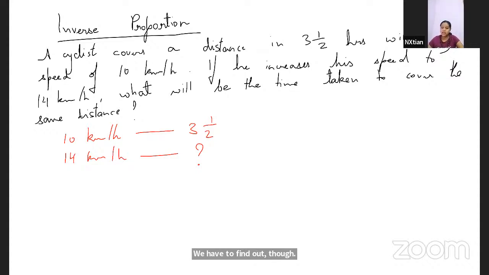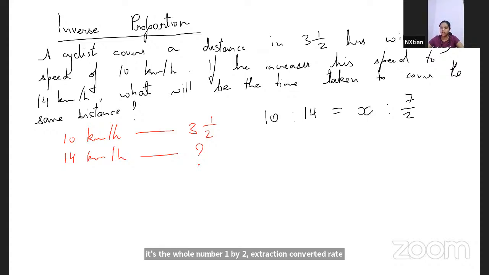So we will create our proportion equation. Okay, 10 is to 14, both of the units are of speed, equals x to 7 by 2. Why did I take 7 by 2? Because it's the mixed number 3 and 1 by 2, converted into an improper fraction. Okay, so I use 7 by 2.